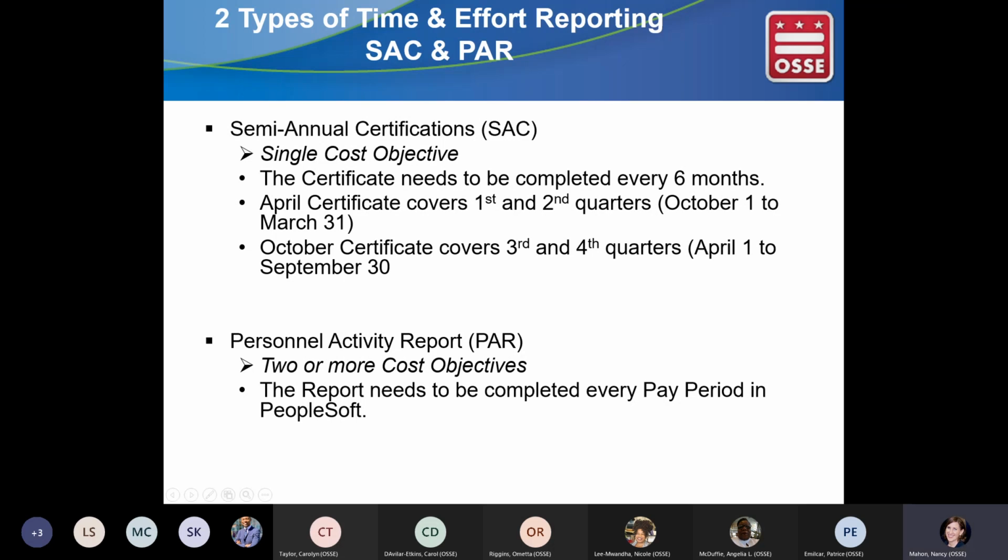There's also something called a PAR, which is a personnel activity report. These are for staff members at OSSI who are paid with 2 or more cost objectives. This report needs to be completed every pay period in PeopleSoft. Carol can go into this a little bit more, but she gets your cost objectives set up in PeopleSoft, and you have to put in the number of hours that you spend on each of those different cost objectives, each pay period as you're filling out your times.